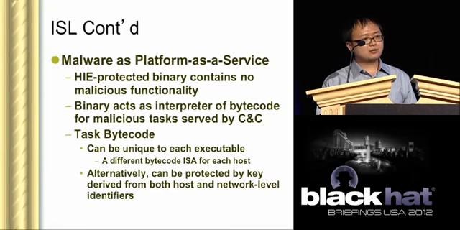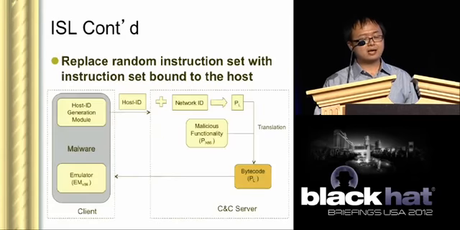On the second side is the CNC server. It will collect the runtime network ID and combine it with the runtime host ID to generate the ISA for that malware binary, and use this ISA to encode the real malicious functionality into bytecode and send this bytecode to the binary to interpret. So as you can see, if there is any difference between the runtime IDs and the infection time IDs, the ISA will mismatch and the task will be interpreted incorrectly.